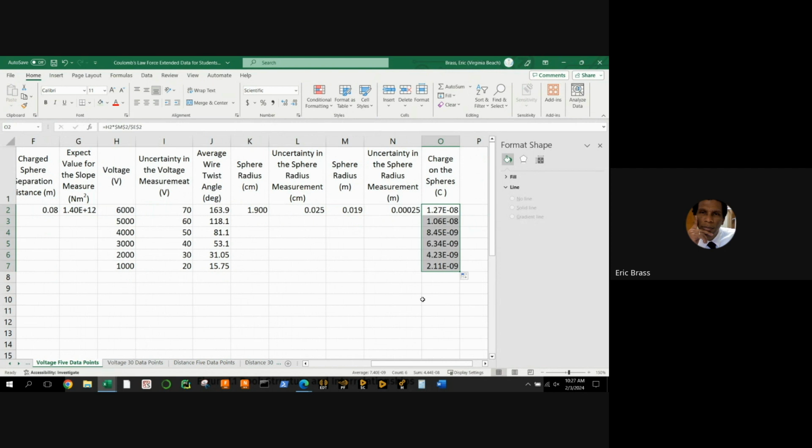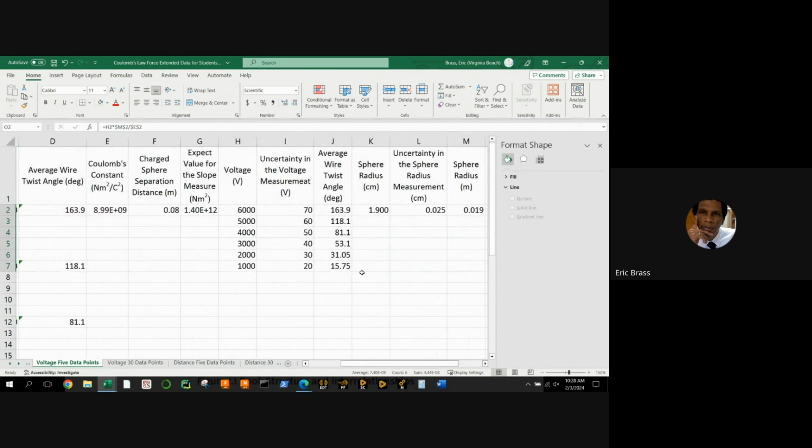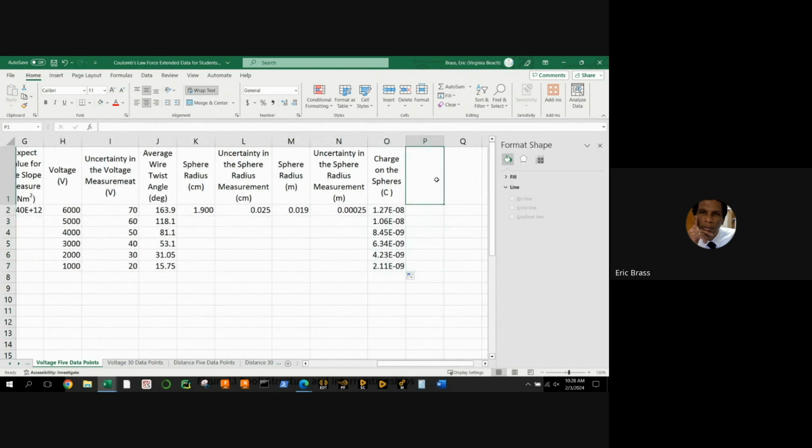All right. So this is large. It's getting smaller, smaller, smaller, smaller. That makes sense because the voltage is decreasing. So now we need to square the charge on these spheres.